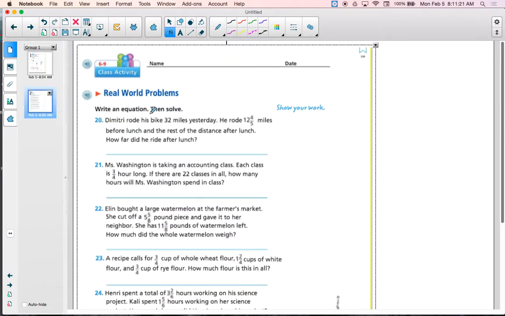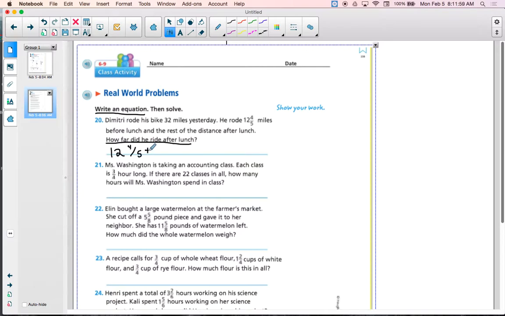All right, now let's look at the next page. It says write an equation and then solve. So Dimitri rode his bike 32 miles yesterday. He rode 12 4/5 miles before lunch and the rest of the distance after lunch. Here's the question. How far did he ride after lunch? So we know the total was 32. So he rode 12 4/5 miles before lunch.